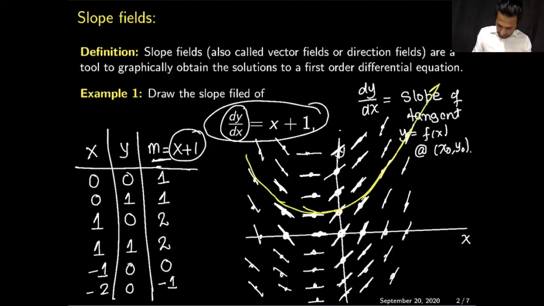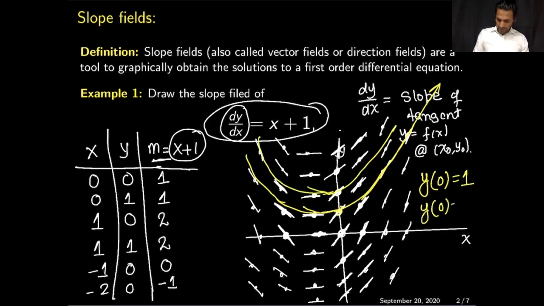So this is one of my special solutions, which passes through y at 0 equal to 1. Similarly, this is another special solution, where y at 0 is 2. And this is another special solution. So you can basically predict now some special solutions to this differential equation.